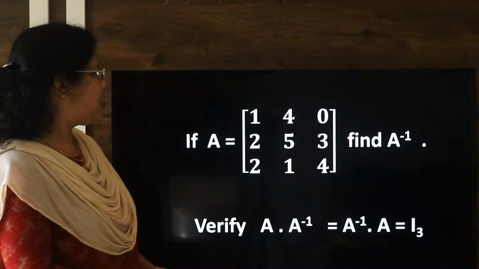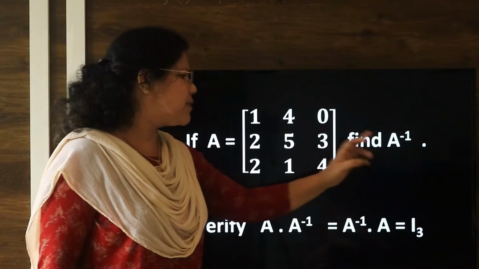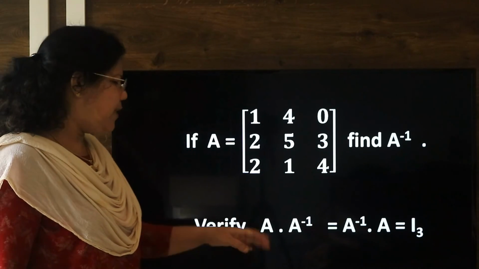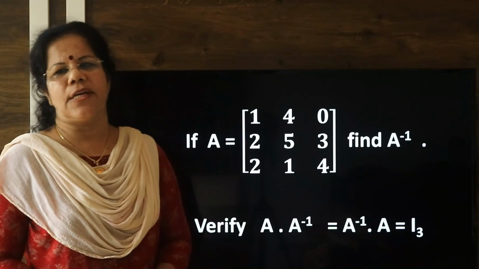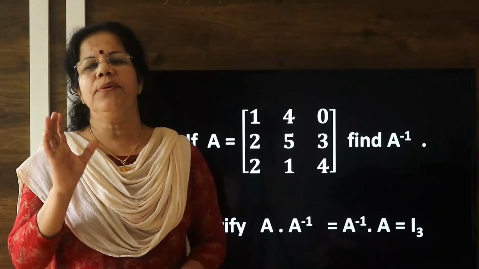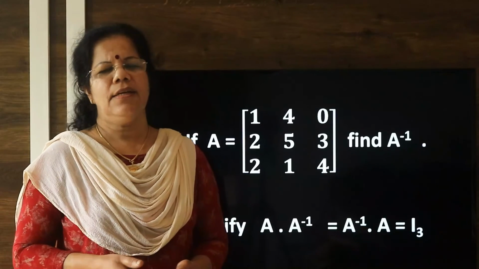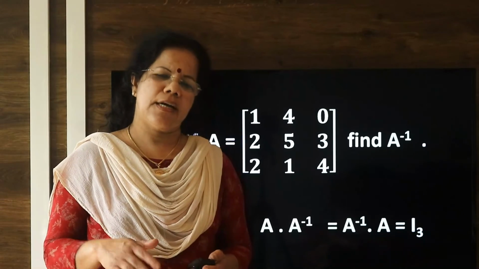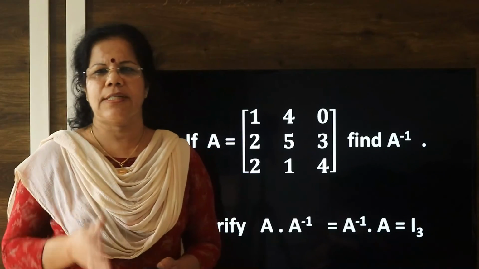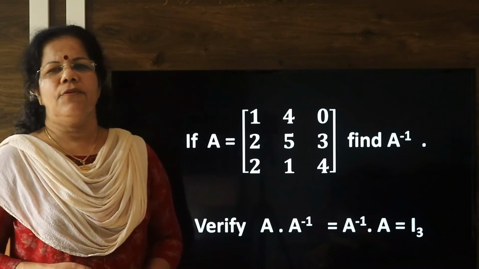Now let us see. We will take one example. A is equal to a 3 by 3 matrix given; find A inverse, and verify A into A inverse is equal to A inverse into A is equal to I3. Now recall those things till you get adjoint A. For getting adjoint A, you have to calculate cofactors, then the matrix of cofactors, then the transpose of the matrix of cofactors, and the first step is the calculation of determinant A. Now what is determinant A? You know how to calculate determinant A, right?